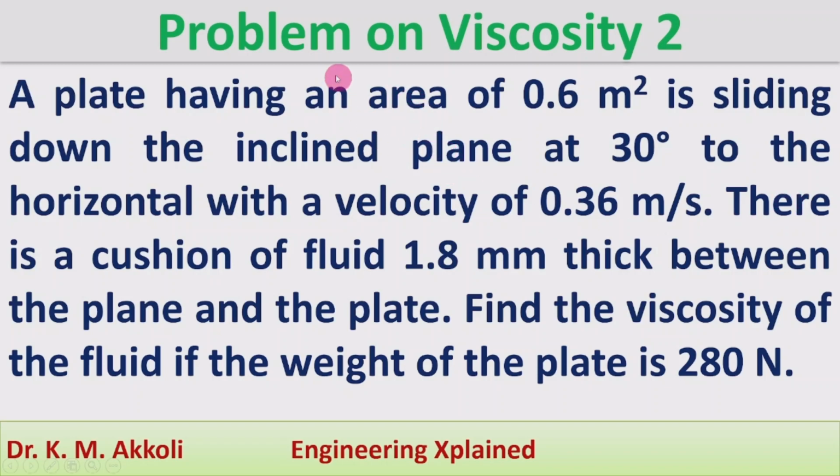In this session, I am going to discuss one of the problems on viscosity. Second one, the problem is that a plate having an area of 0.6 meter square is sliding down the inclined plane at 30 degrees to the horizontal with a velocity of 0.36 meter per second. There is a cushion of fluid 1.8 millimeter thick between the plane and the plate. Find the viscosity of the fluid if the weight of the plate is 280 Newton.